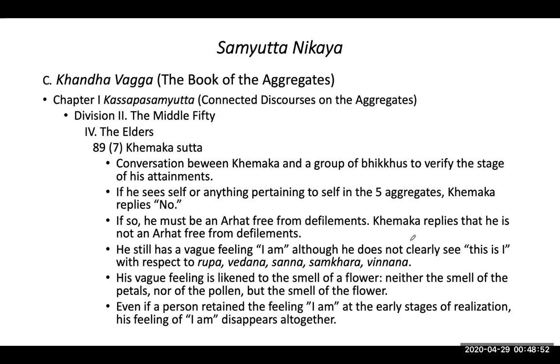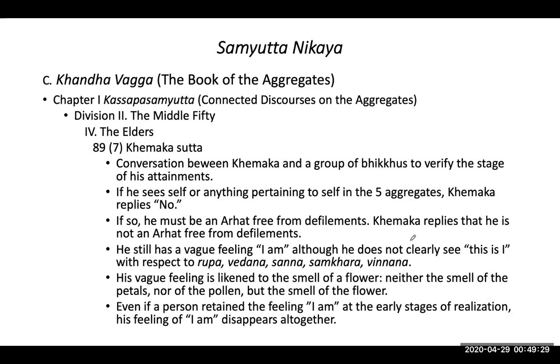Then Bhikkhu Kimaka replies that even though he does not find self or anything pertaining to self in any of the five khandas, he is not yet an arahant free from defilement. He still has a vague feeling, "I am," although he does not clearly see this is myself with respect to rupa, vedana, sanya, sankhara, vijnana.